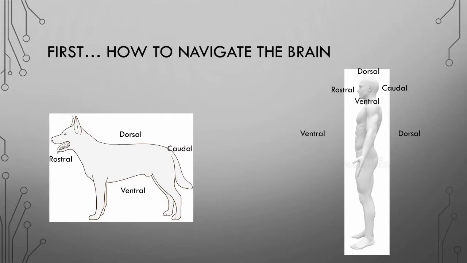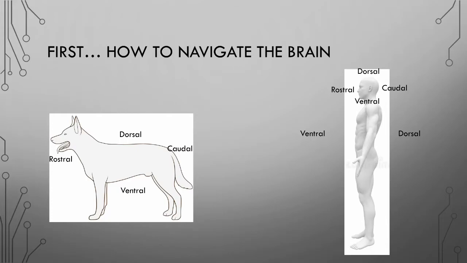So the rostral area is towards the head of the dog, and the caudal area is towards the back of the dog. For these, I think of rostral like nostril, so rostral, nostril, like towards the front. For caudal, I think tail, so tail of the dog. Then we have ventral, the bottom, and dorsal, the top.